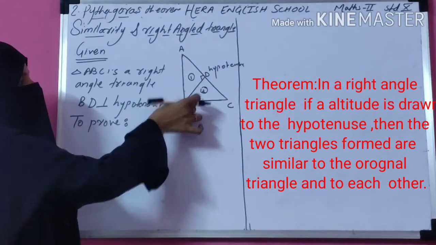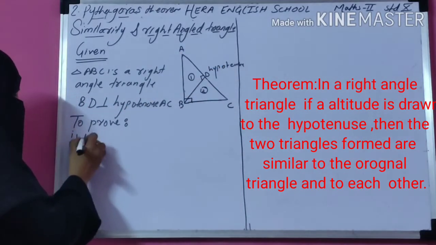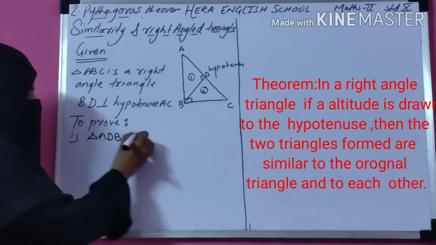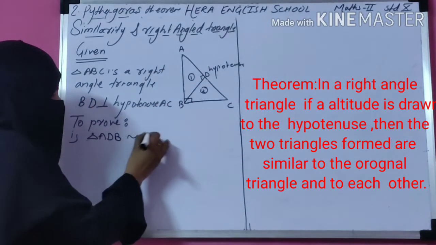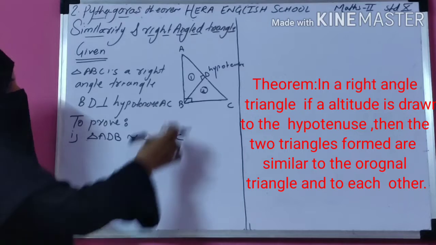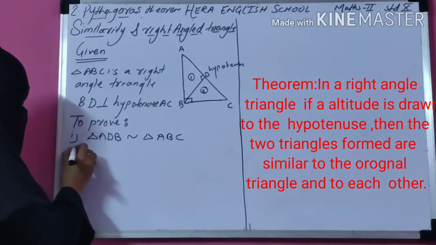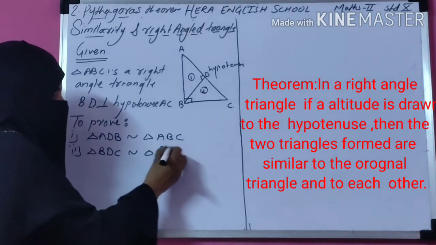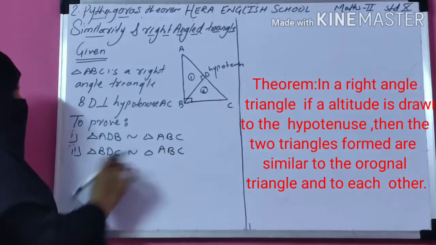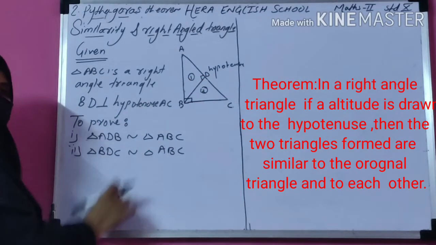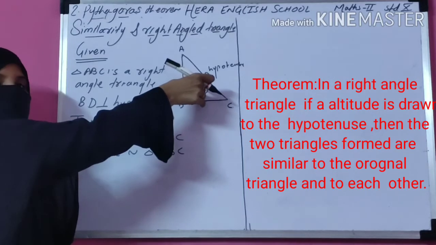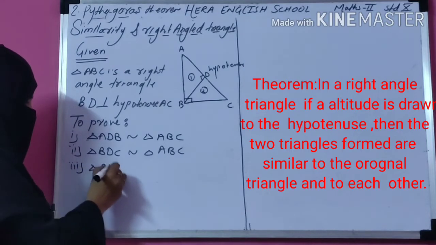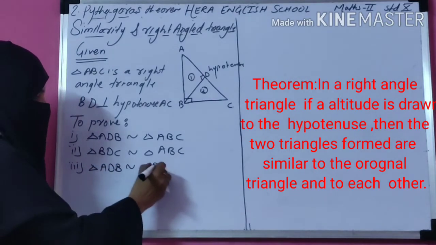The first triangle is ADB. First you have to prove triangle ADB is similar to the original triangle, which is ABC. The second triangle formed is BDC. Second, triangle BDC is similar to triangle ABC. The two triangles formed are similar to the original triangle and similar to each other. That means the third part you have to prove is triangle ADB is similar to triangle BDC.